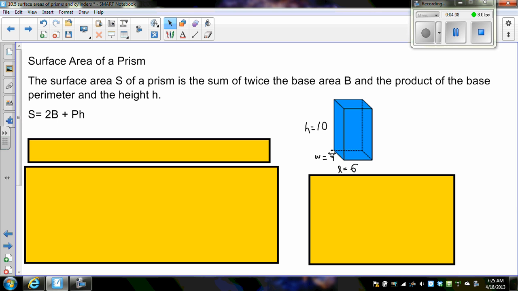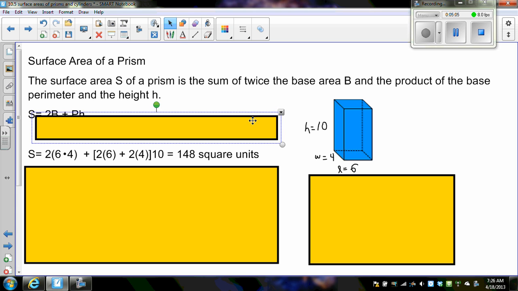we take two times our base area, which is 6 times 4 in this case, plus the perimeter of this base times the height. So we're taking the distance around, which gives us this measurement, times the height, and that will also give us the surface area. So this is a way of doing it without having to draw it out and figure it all out.